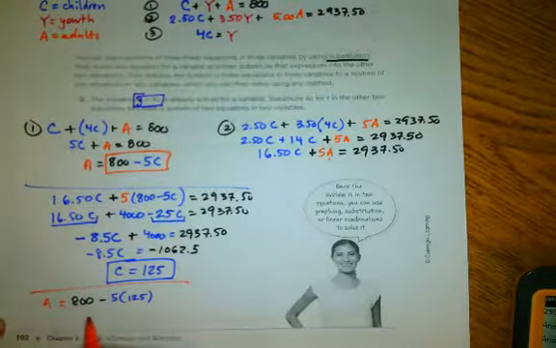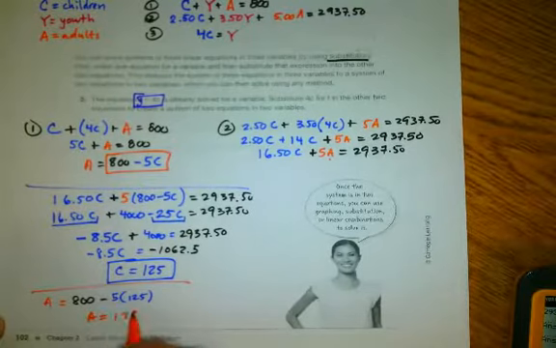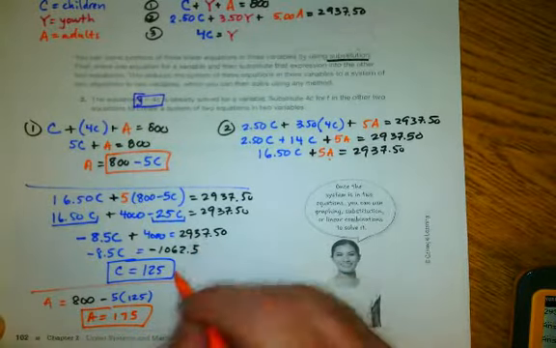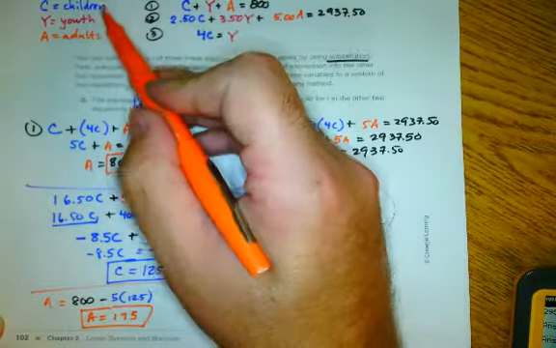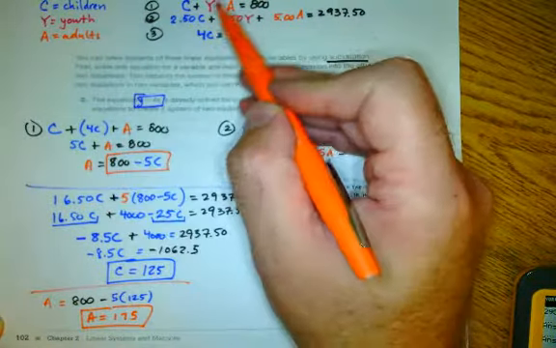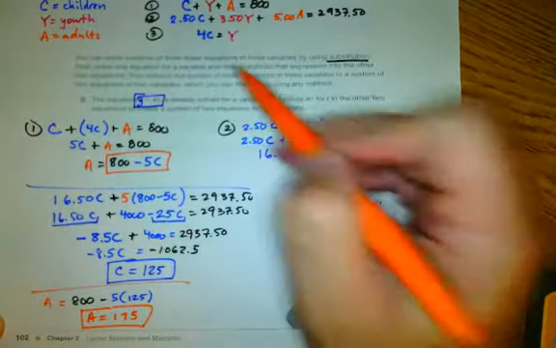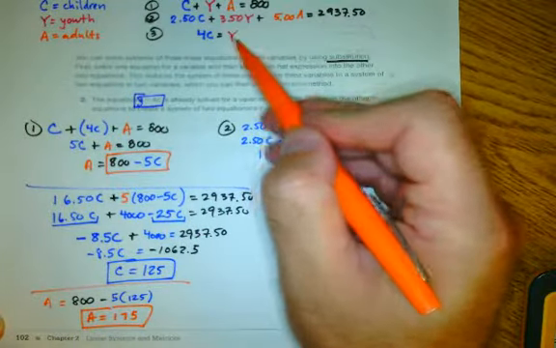So now I'm going to write down adults equals 175. So I got my children's tickets, I got my adults tickets. If I look here, children, adults, all I need is my youth, and as I look through all of these, the only equation that has a youth is this one in it.